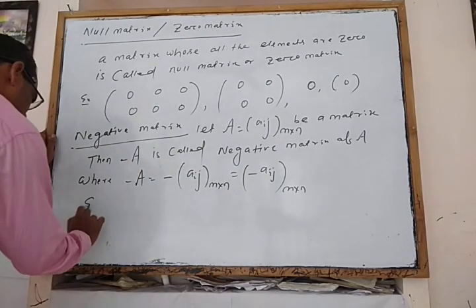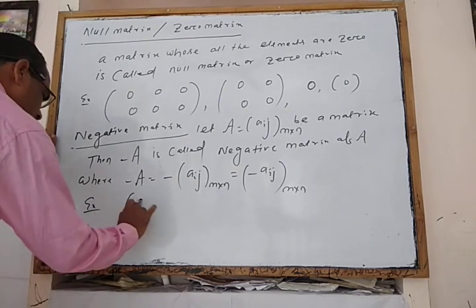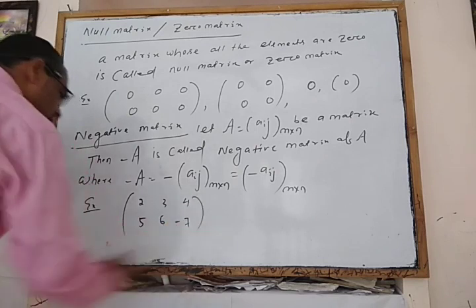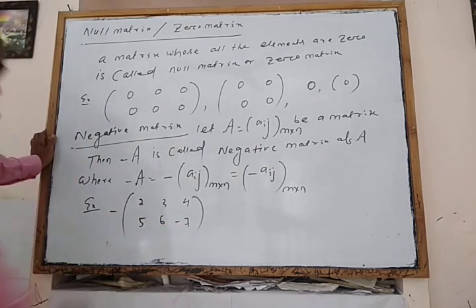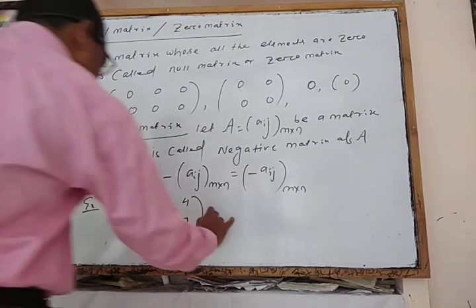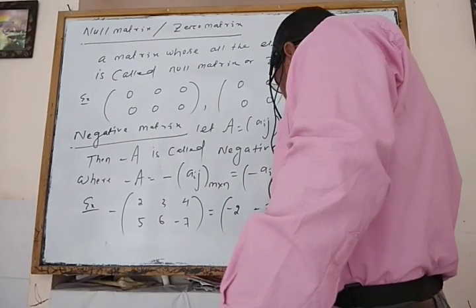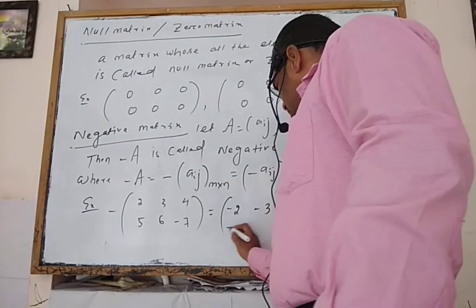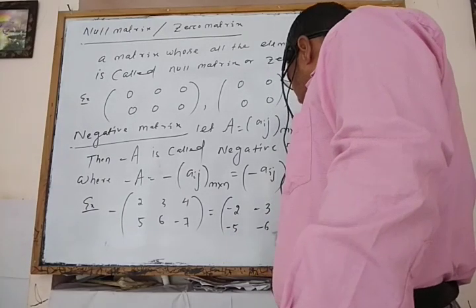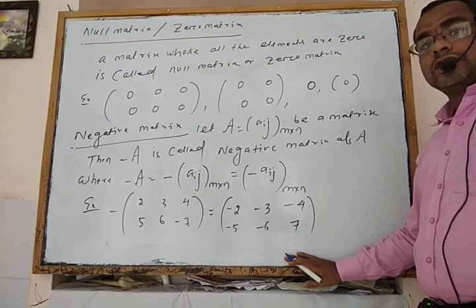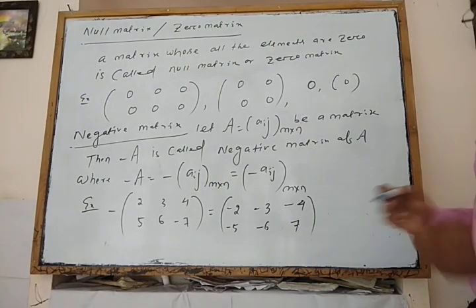Next, for example, [2 3 4; 5 6 7] or [minus 5 6; minus 6 ...]. So its negative matrix is equal to, we multiply the minus sign to each element of that matrix. So this is equal to [minus 2, minus 3, minus 4; minus 5, minus 6, and minus 7]. And this is called the negative matrix of that A.